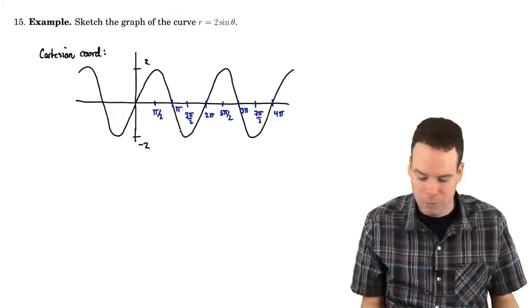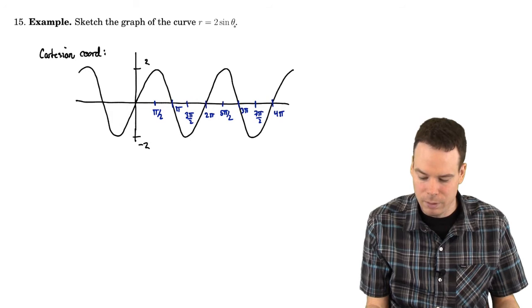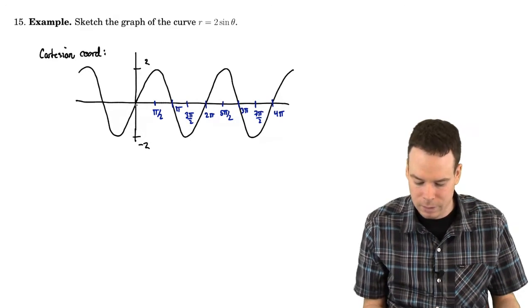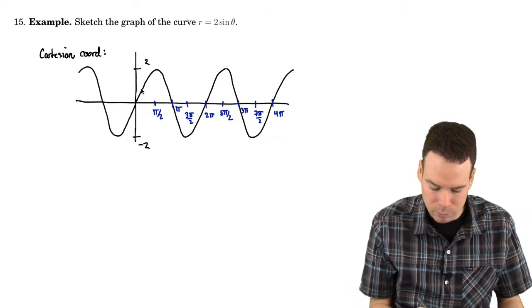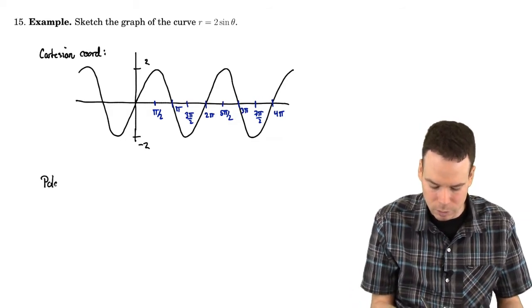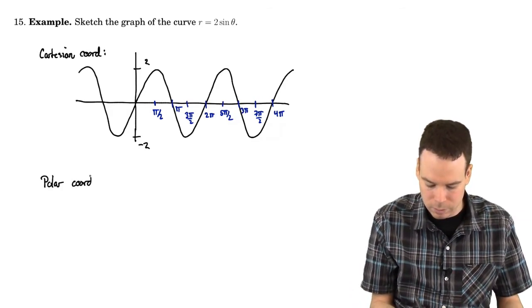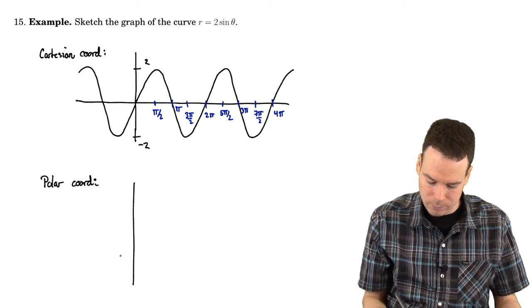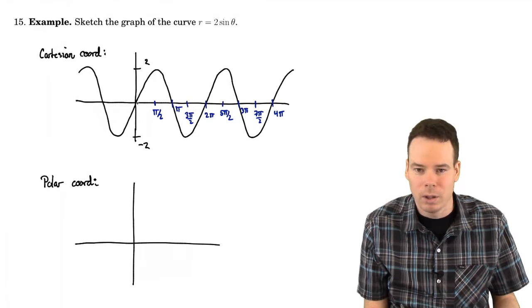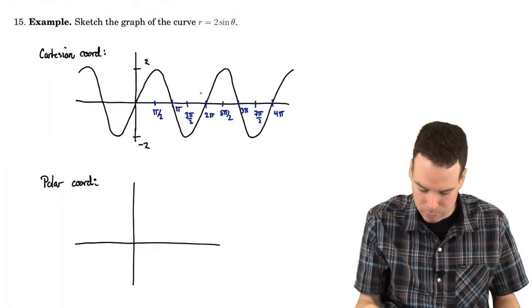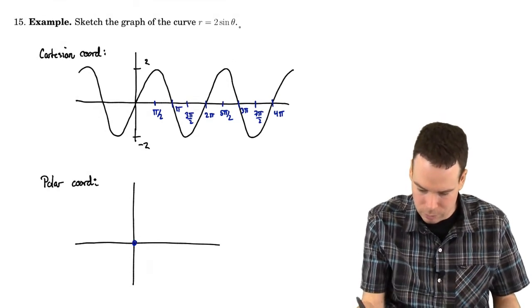Now that gives me information about how theta and r are related. As theta increases from 0 to pi by 2, I see my r value increasing. So now I'm set to plot this in the polar coordinate system. So let's look at the polar coordinate system. When theta is 0, r is 0. So I'm right here. When theta is 0, r is 0.